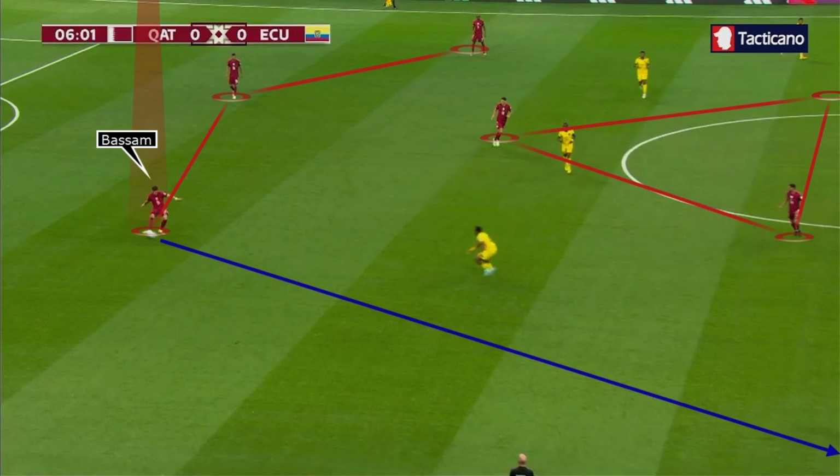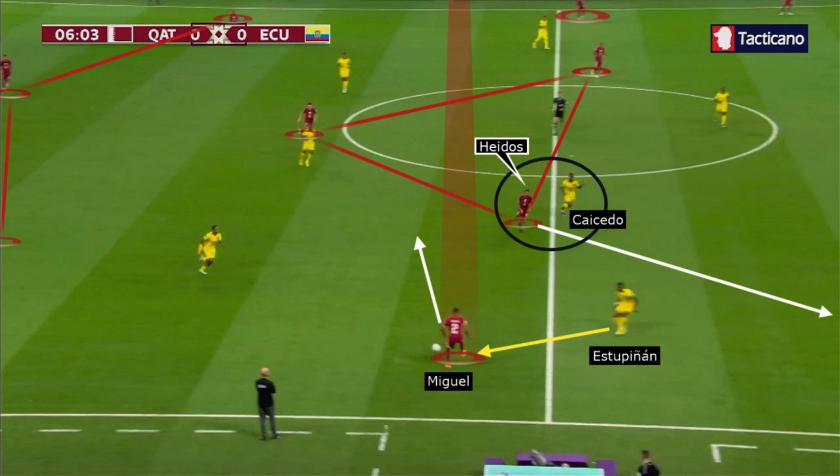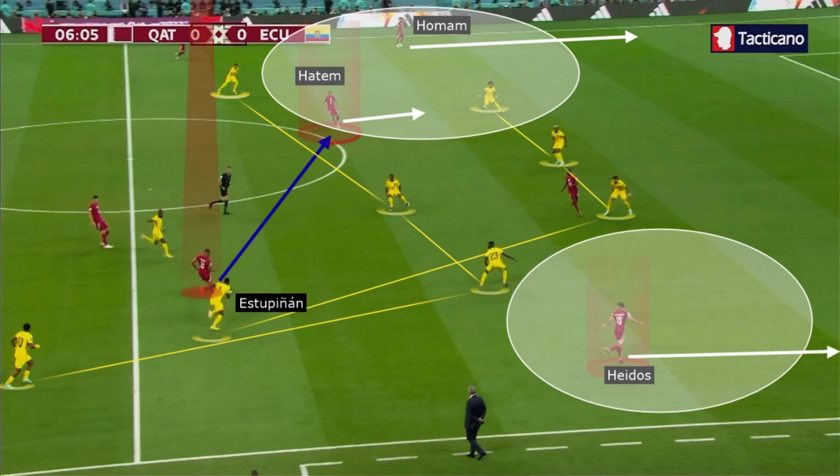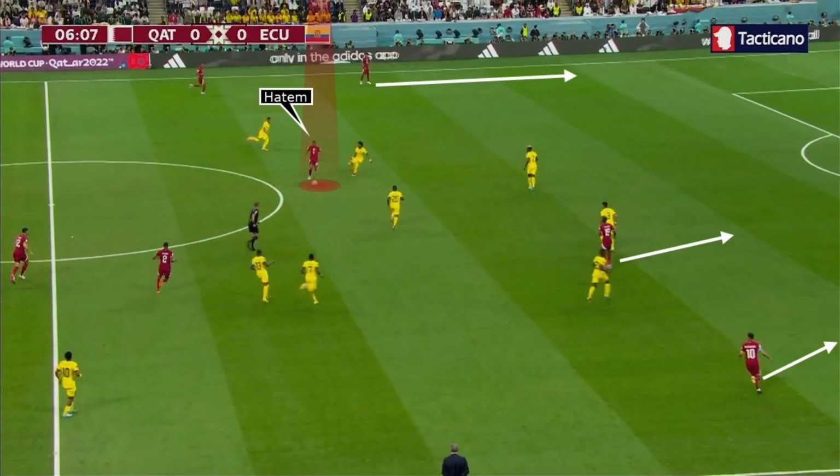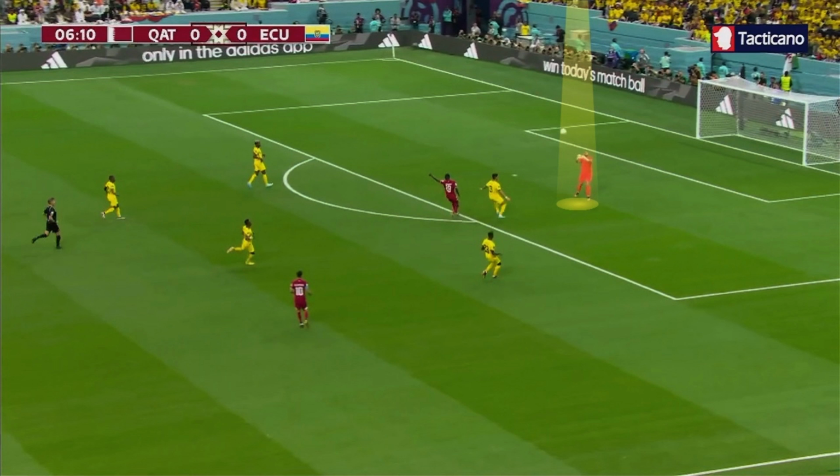Bassam passes on the line. Miguel receives the ball and goes deep, while Hassan Haidos goes up to the right side and waits for the ball. But Miguel passes through the middle to Haytham. And in the end, Haytham's pass was bad and in the hands of the goalkeeper.